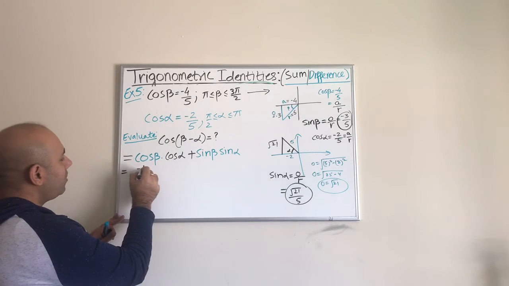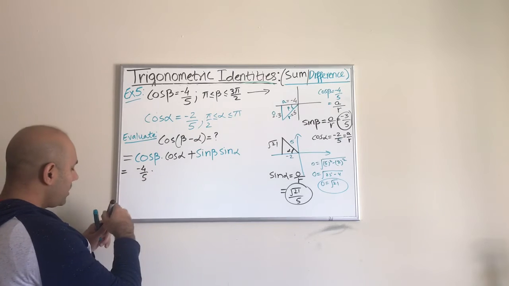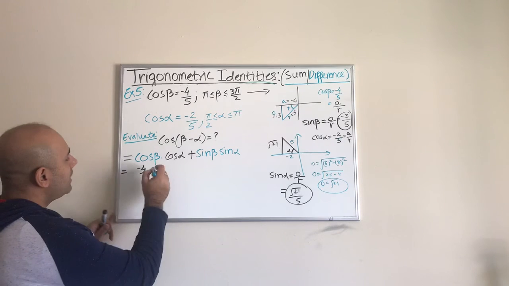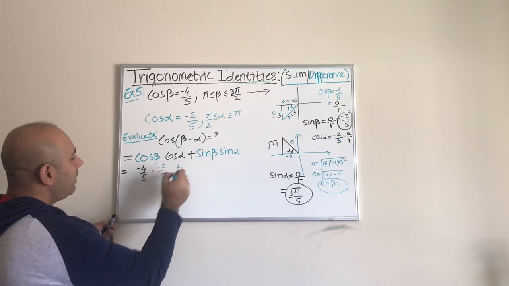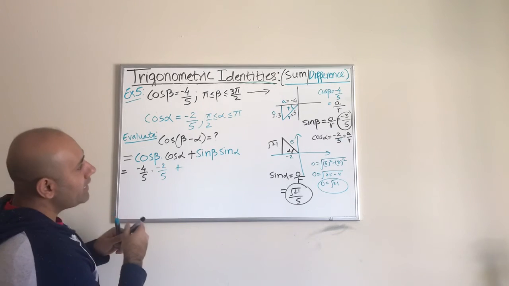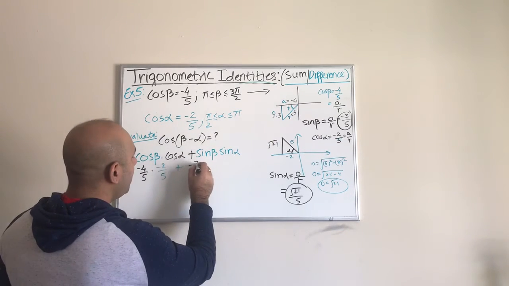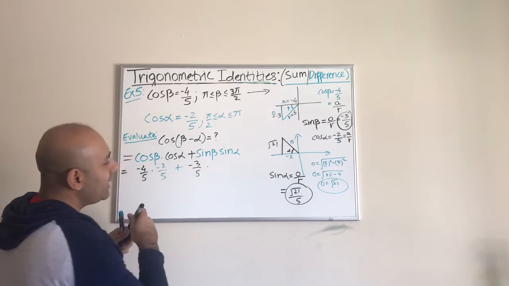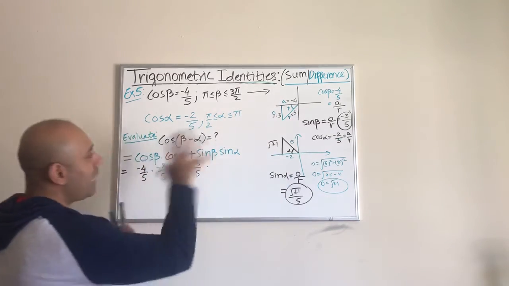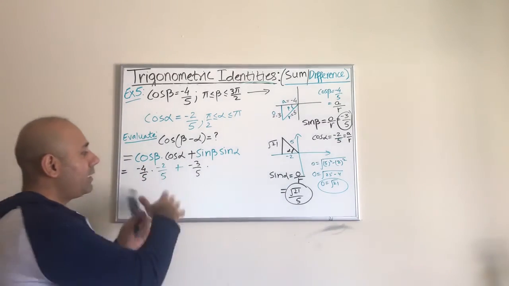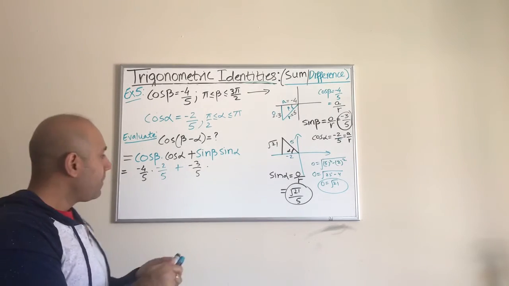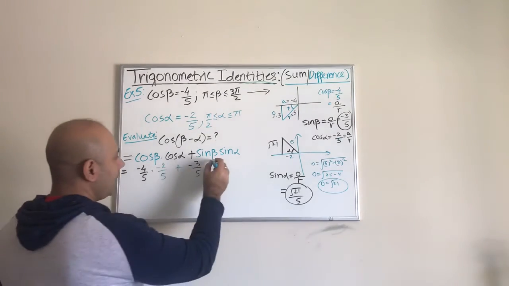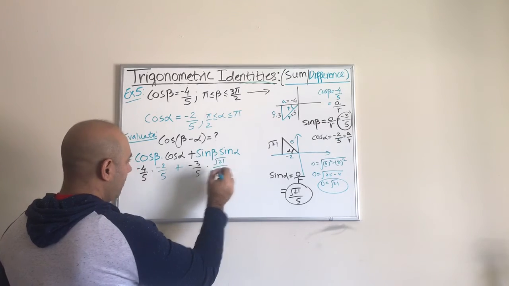Cosine of beta, -4 over 5, times cosine of alpha, which is -2 over 5, plus, then let us fill this in, sine beta, which is -3 over 5, times radical 21 over 5. Guys, I like to circle these things because when I go back and bring them back here, it's easier for me to actually see them, okay?